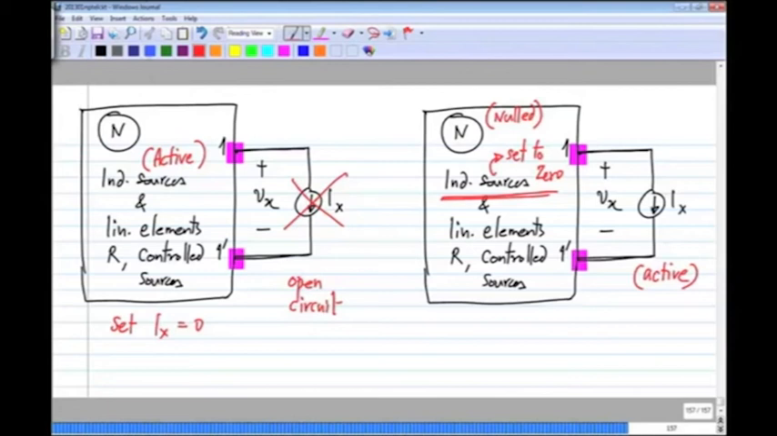Okay. So I will get, let's say I call this Vx1 when Ix is inactive, and this Vx2 when Ix is active, and then I add up the two values of Vx to get the final value. Okay.